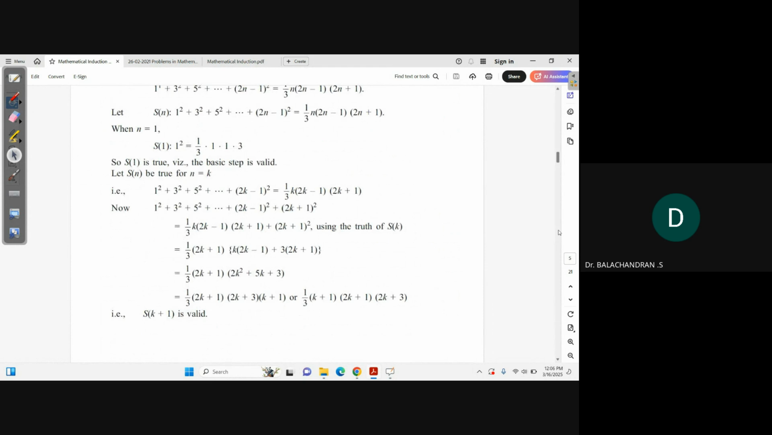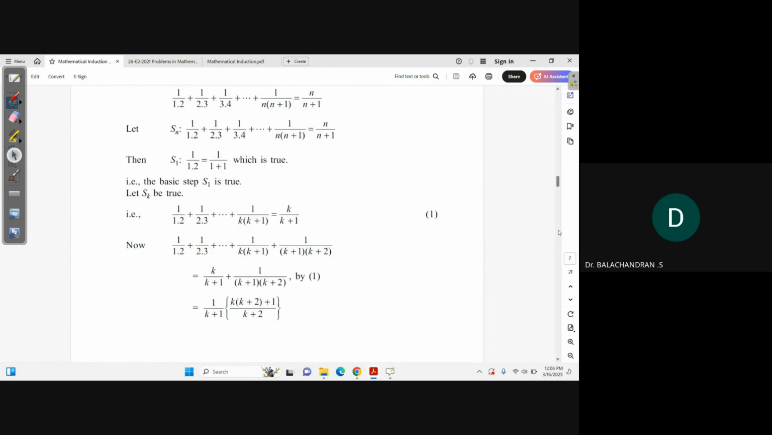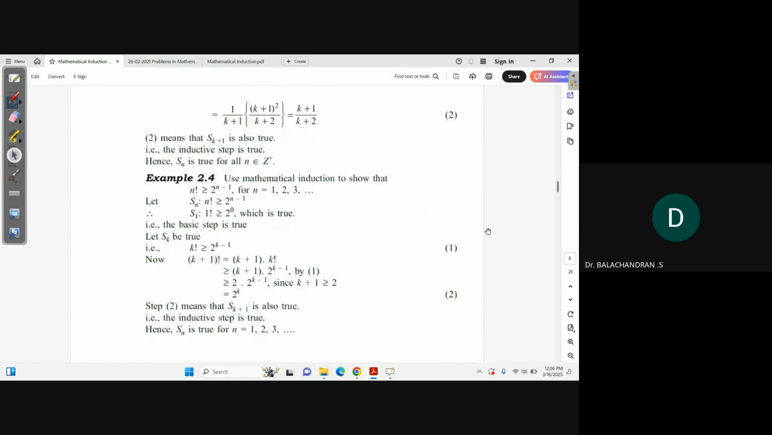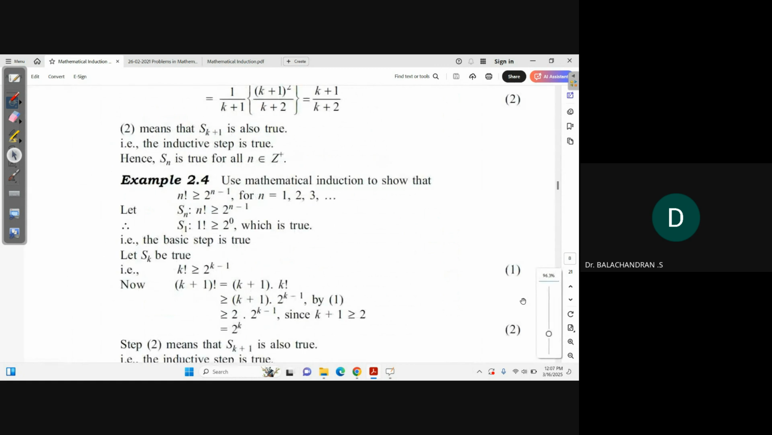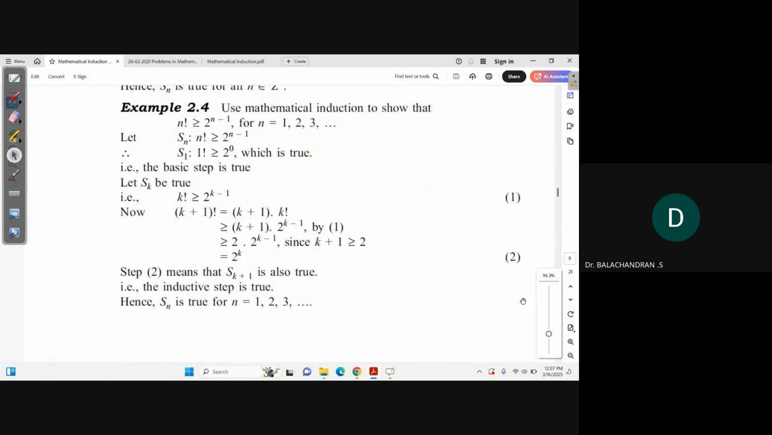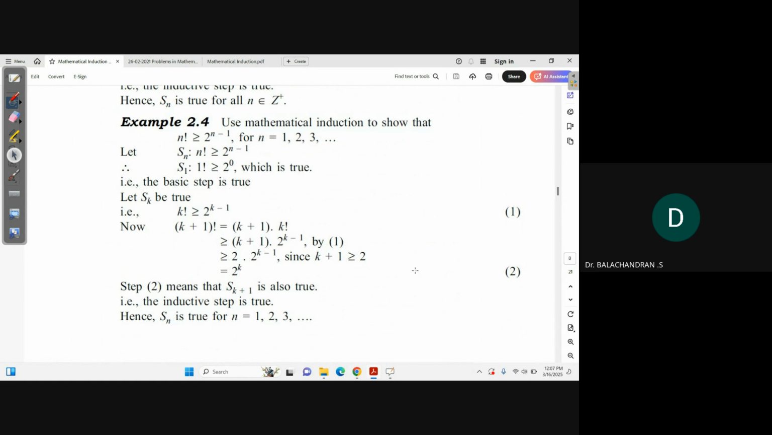Okay. Next problem. Use mathematical induction to show that n factorial is greater than or equal to 2 power n minus 1. This is the problem.